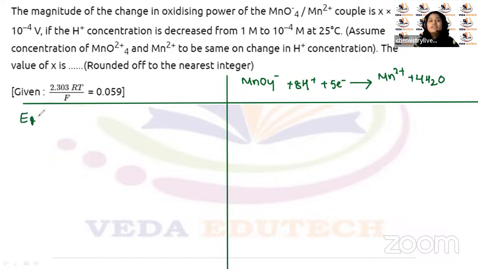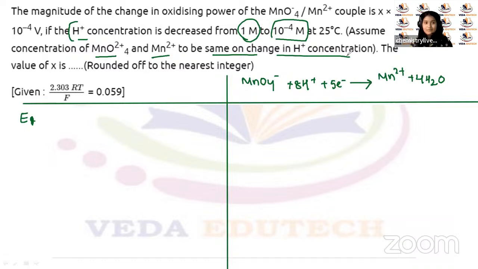Why am I writing E1 here? Because I saw that the question is asking that the H plus concentration is changing, right? Initially, the H plus concentration was 1 molar, and there is a second case where the concentration of hydrogen ion is 10 to the power minus 4. Now, one more assumption is being given to you here. The concentration of MnO4 minus and Mn2 plus is the same; their concentration doesn't change, only the concentration of H plus is changing. You have to find out the value of X rounded off to the nearest integer, right?